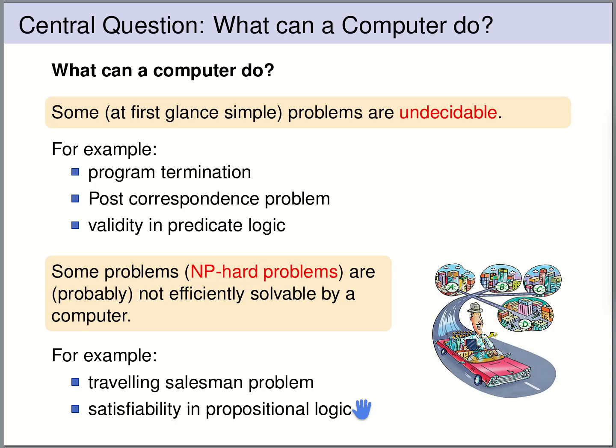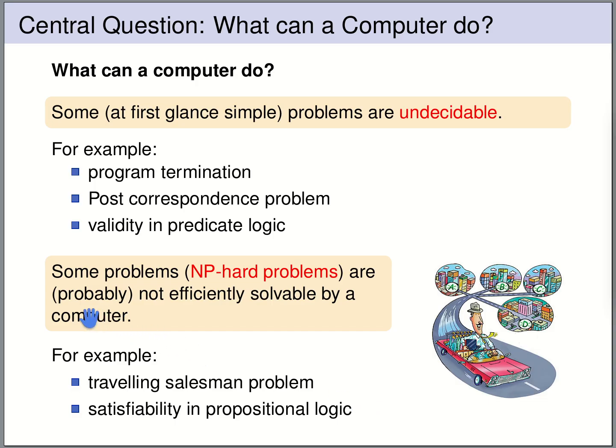So SAT solvers are very efficient despite the fact that satisfiability in propositional logic is an NP-complete problem. It just means that there are always some instances of formulas where SAT solvers will have hard times and you will have to wait for a very long time. But for many industrial problems, they are very efficient.